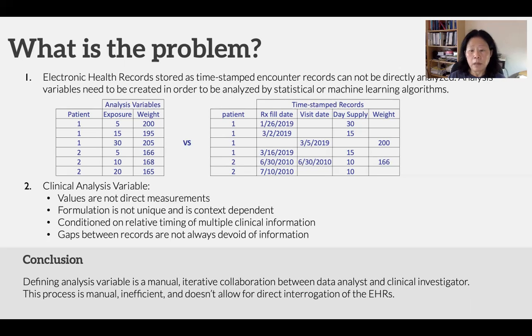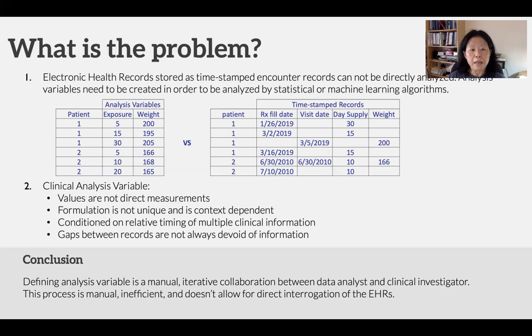Clinical analysis variables are also not universally defined. They're not unique. Similar concepts can be defined differently because of study aim, context, patient cohort, or by different investigators. The thinking process of formulating a clinical analysis variable is similar to how physicians make clinical assessments from patients' medical records. They evaluate the relationships of the what and when of the records. The time gaps between records are often not missing information, rather information to be interpreted.